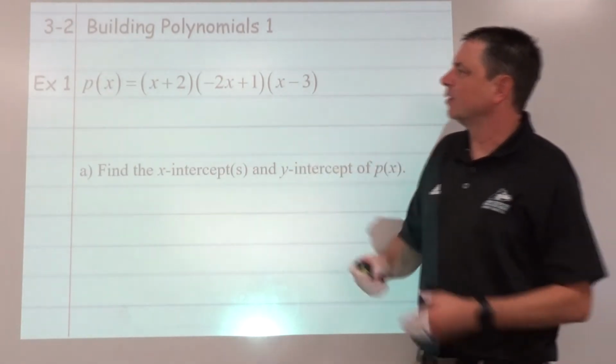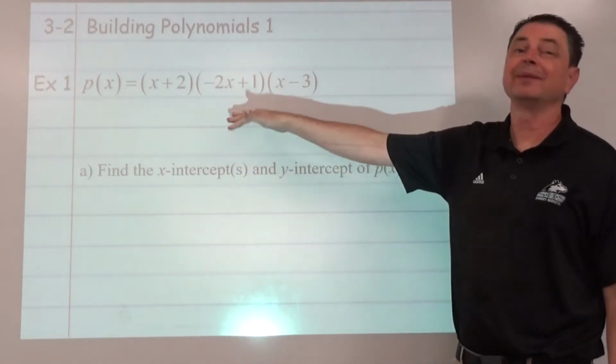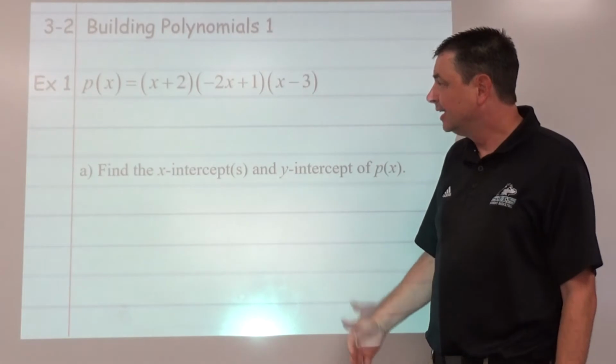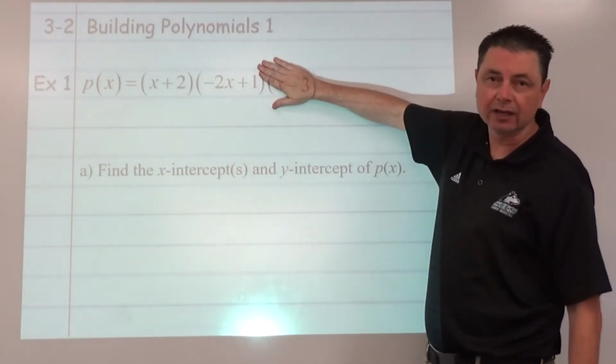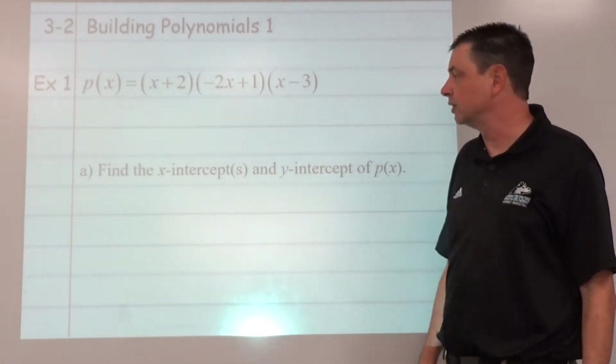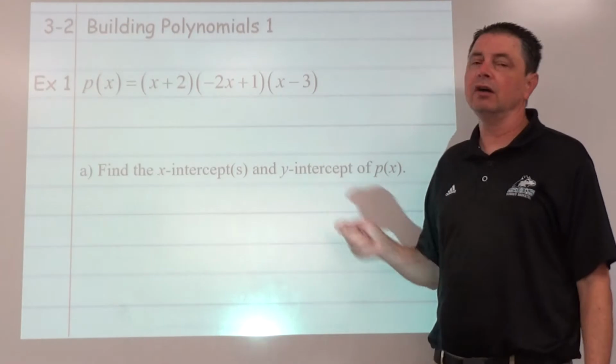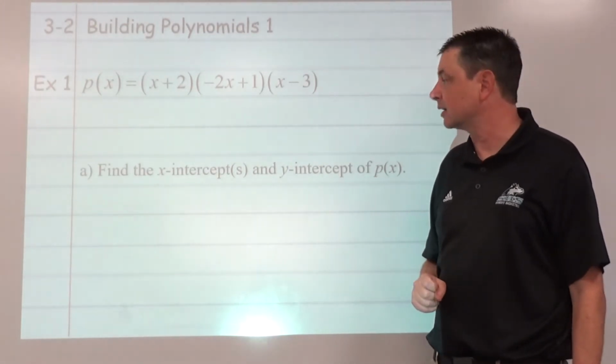Example number 1, we have a polynomial function written in factored form. Remember that from Unit 2. Back in Unit 2, there were only 2 factors. Now we can extend and maybe have more factors. This time we have 3 factors. And it says find the x-intercepts and the y-intercept of our function p of x.